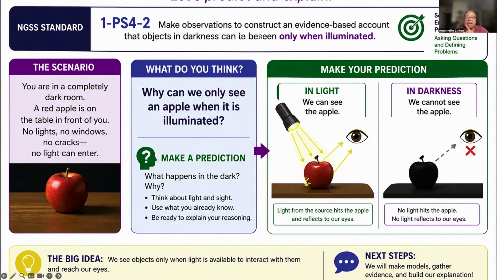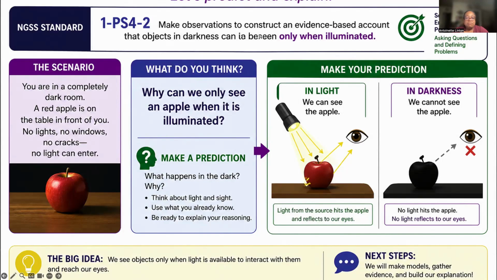Now look at the scenario in the graphic. You're in a completely dark room. There's an apple in front of you. No light can enter. The question is simple. What do you see and why? This is where we start, not with answers, but with prediction. Students are asked to make a claim. What will happen in the dark? And then explain their reasoning using what they already know about light and sight.